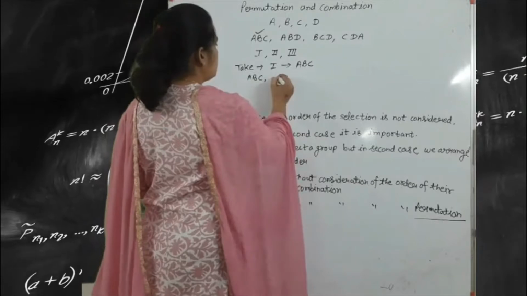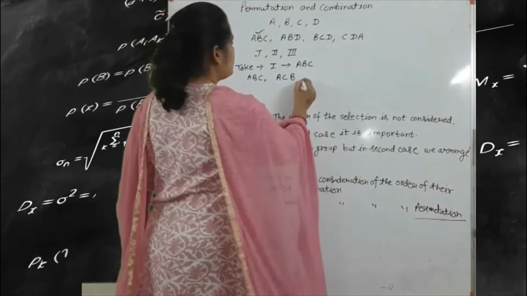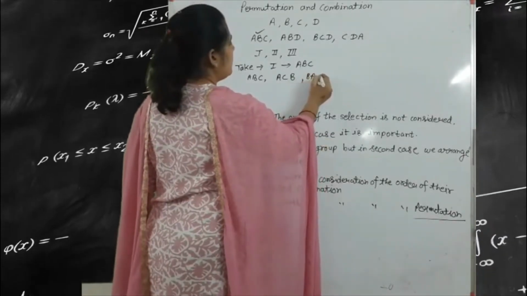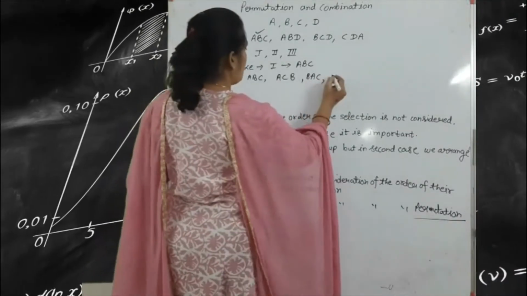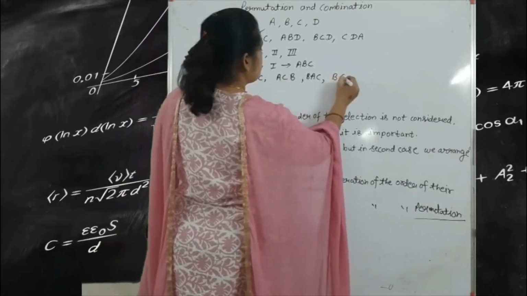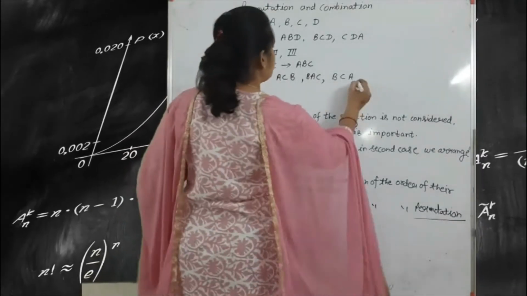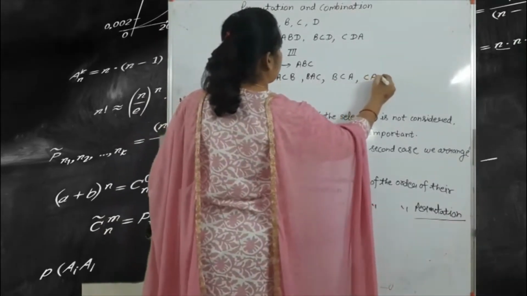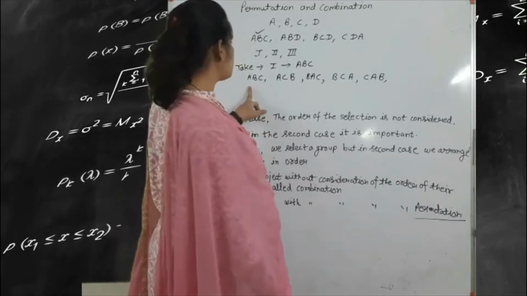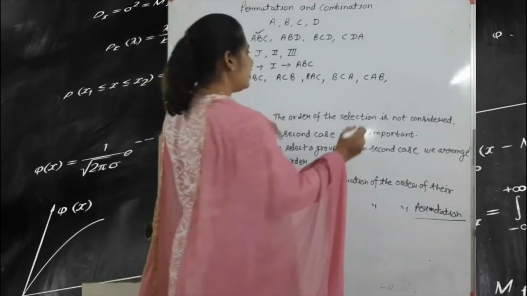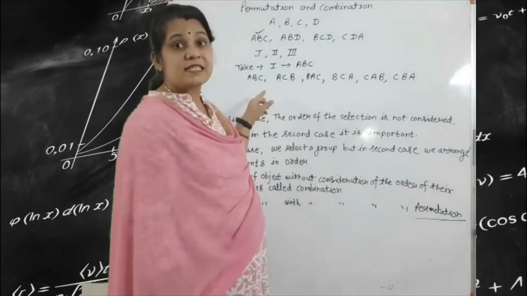Next one is A, C, B: first rank, second rank, third rank. Next is B, A, C. Next is B, C, A. Next is C, A, B. And next is C, B, A. So here we have a total of 6 arrangements.